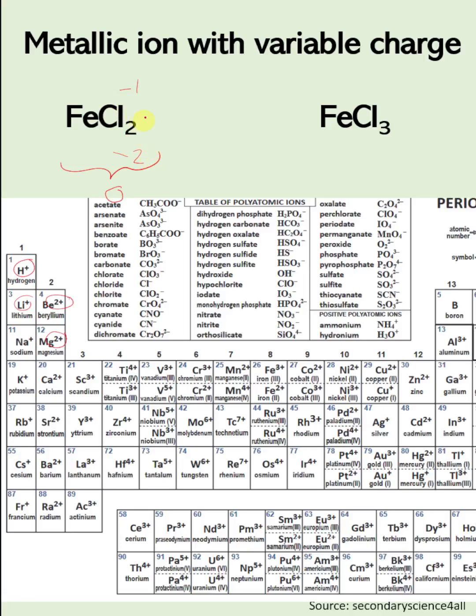So if the charge of the Cl is negative 2, what is the charge of the iron here to neutralize it? This must be positive 2 to make it 0. So in this case, the charge of the iron here is positive 2. So the name for this one will be iron 2 chloride. This 2 here is the charge of the iron in this compound.